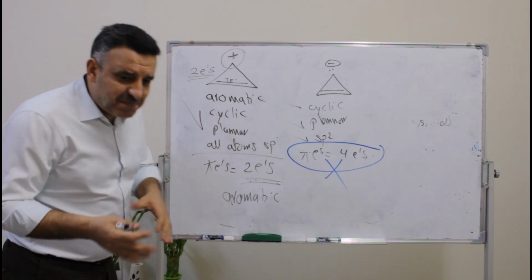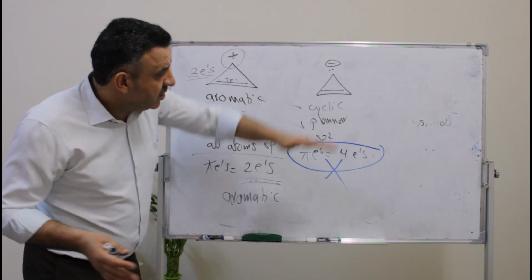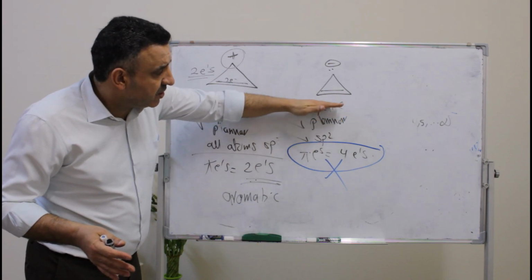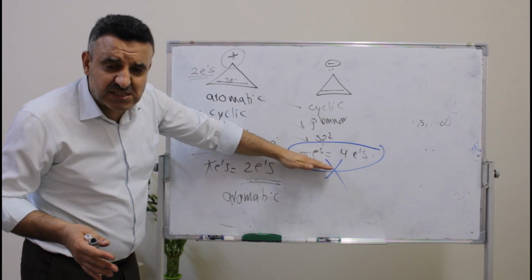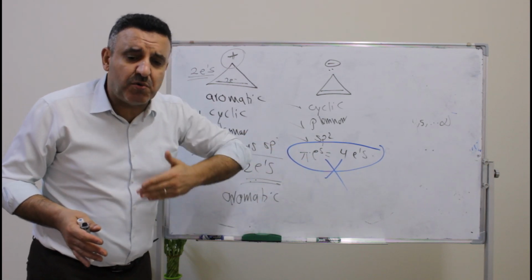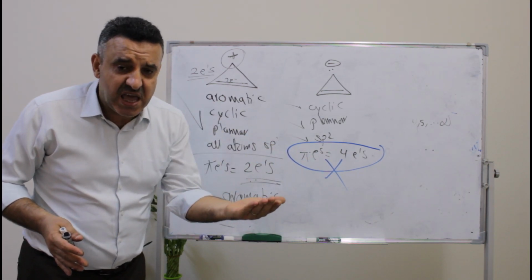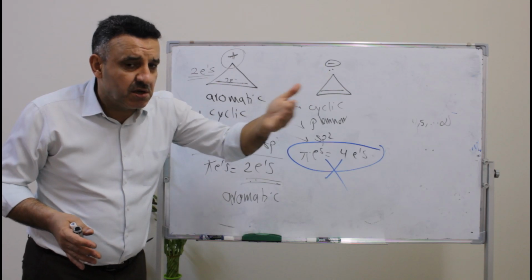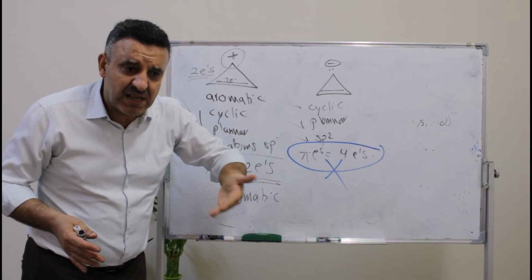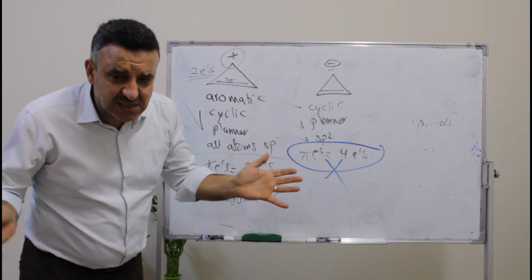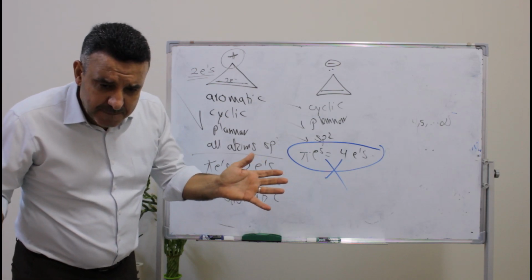Don't make it complicated. It's very easy. You have conditions. These conditions must be fulfilled before we consider it as aromatic. If any of these conditions is not fulfilled, then it's totally not aromatic. That's it. Got it?